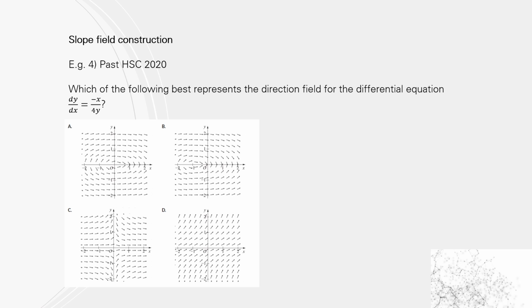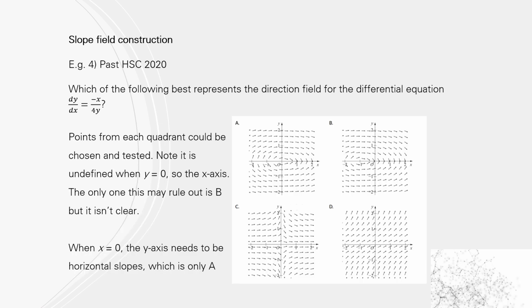Not even A and B are really clear that there's any undefined on the x-axis, which is when y is 0. But the one we're going to focus on, which actually gives us our answer, is when x is 0. When x is 0, that's the y-axis, and we need to have horizontal slopes. There's only one example that has horizontal slopes on the y-axis for all values, and that is A, and that's our solution.